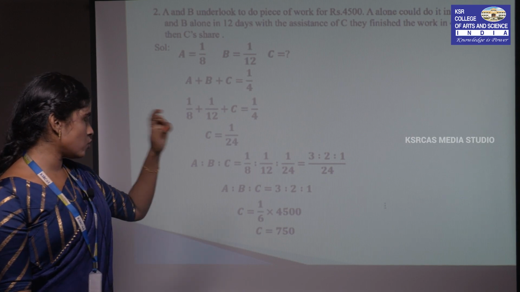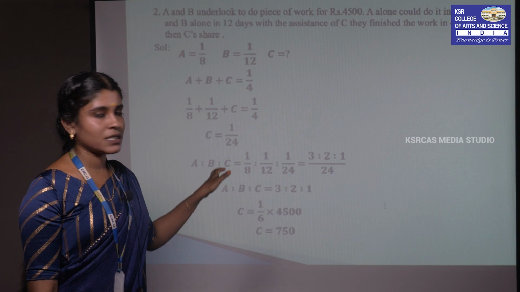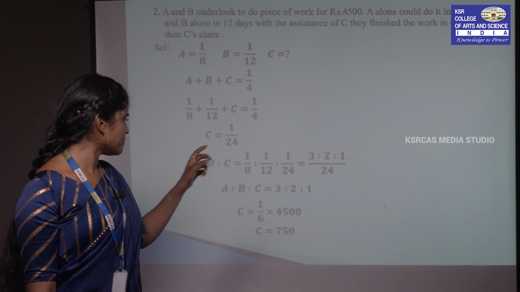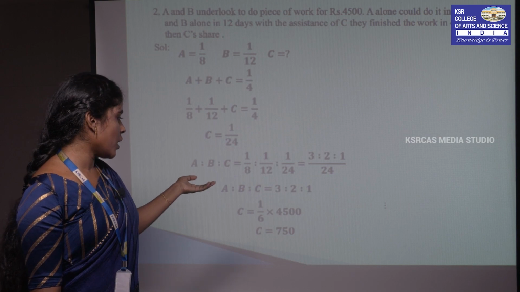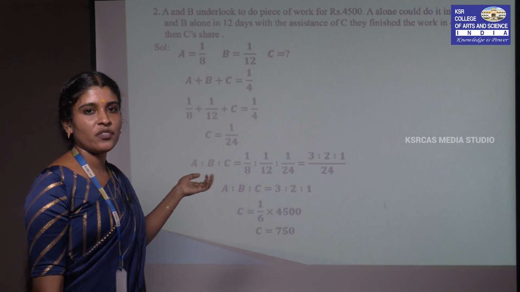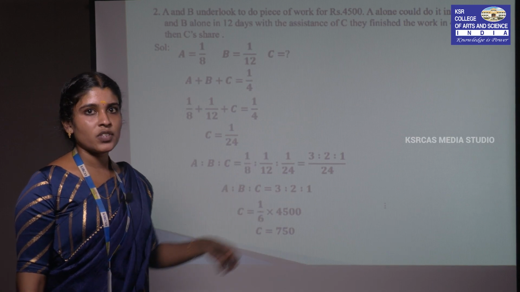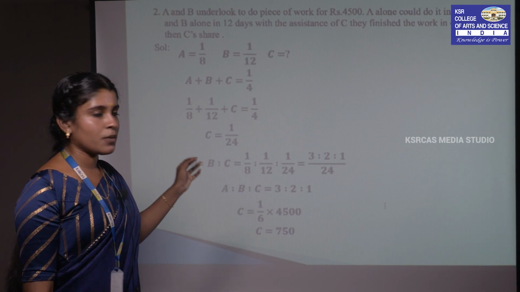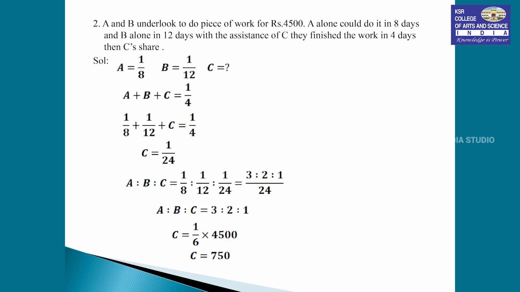In this question they ask us to find C's share. C's share means the overall working part is 6, and C's working part is 1, that is, 1 out of 6. So we can write C equals 1 by 6 into the given amount, 4,500. Simplifying, we get C's share amount is 750. If they ask to find A's share, we take 3 divided by 6 into 4,500, and after simplifying we get A's share. So this problem is based on work and wages.